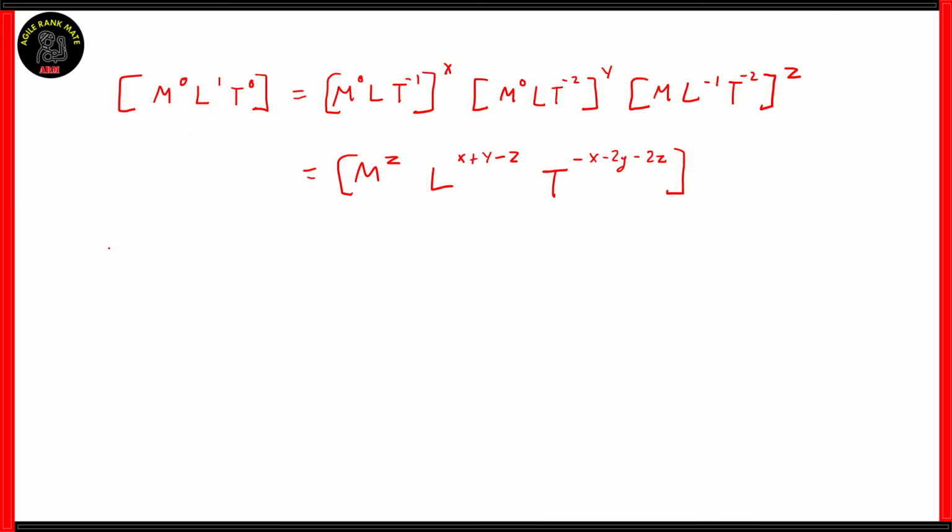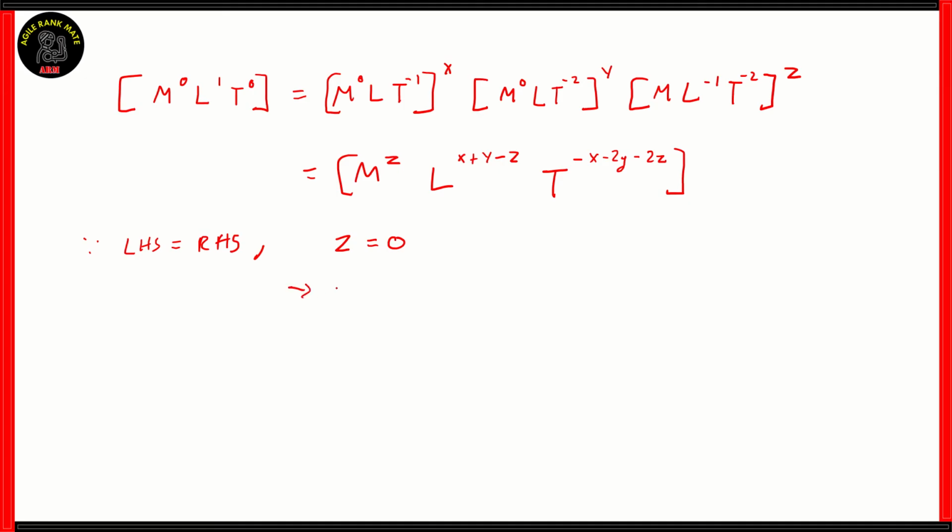Now, since the left-hand side is equal to the right-hand side, we can conclude the following equations. Z is equal to 0, since m raised to z equals m raised to 0, so z will be equal to 0.